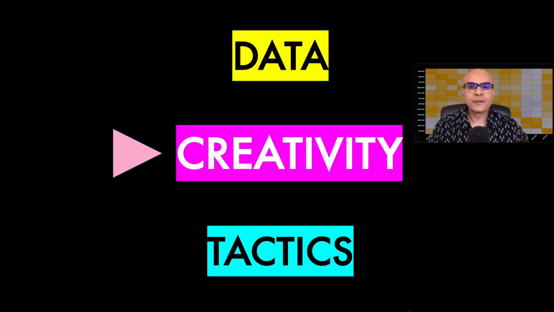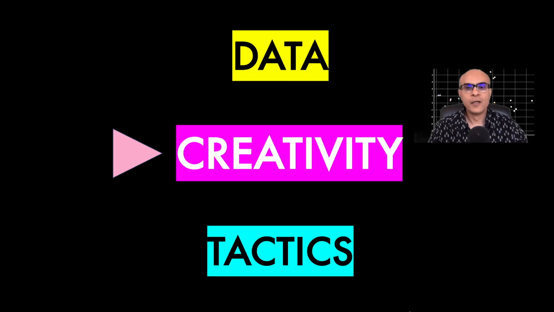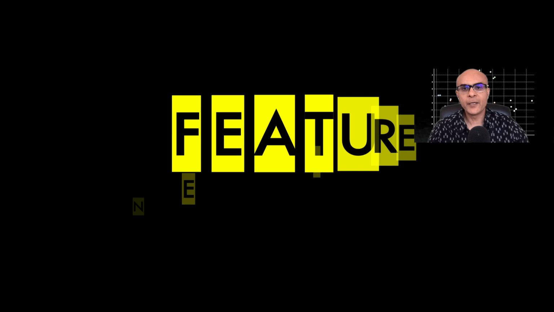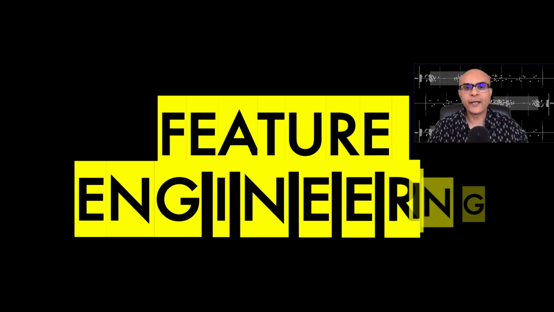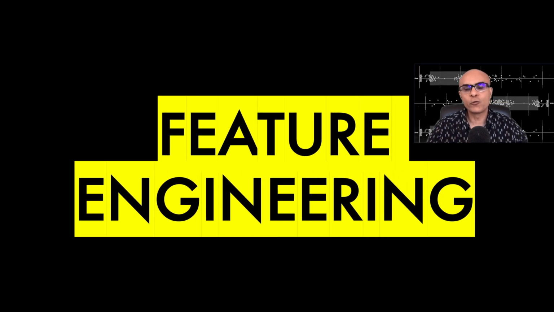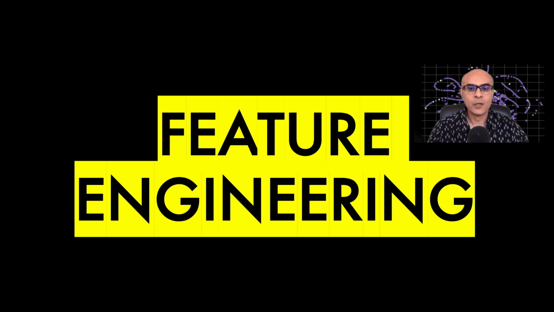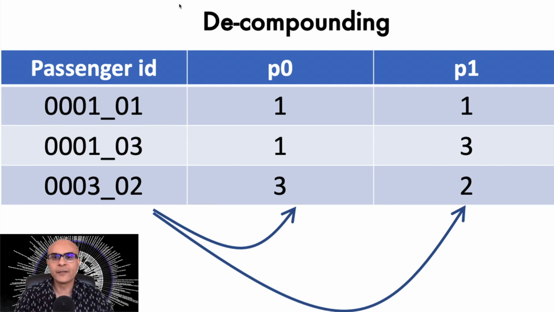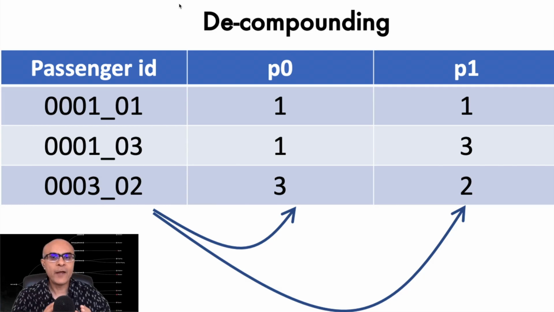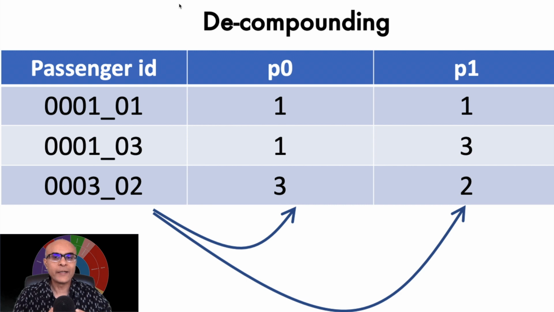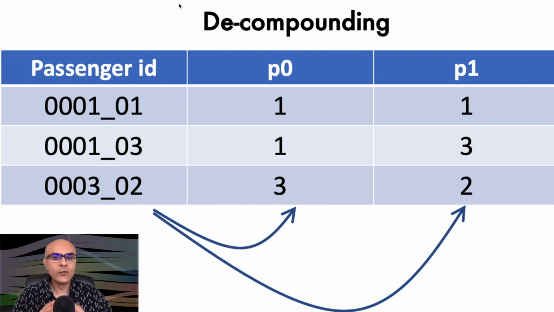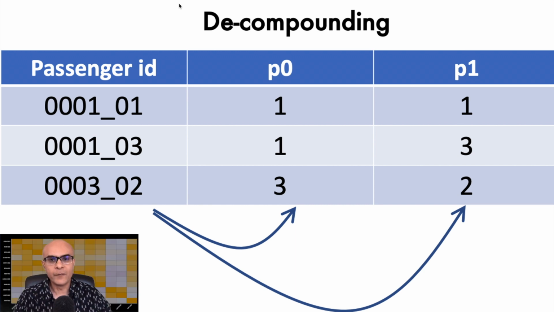Okay, my friends, let's now focus on creativity. Feature engineering is the place to think out of the box and to gain those vital points to move up on the Kaggle leaderboard. The first is the passenger ID, which has values such as 0001_01. When you see an underscore, it is an indication of a compounded field. So we can use creativity to create two features out of this single field.